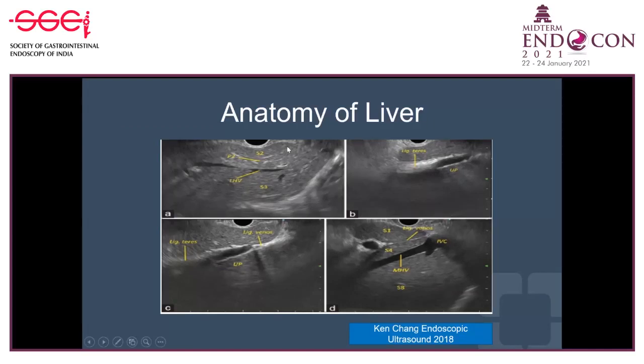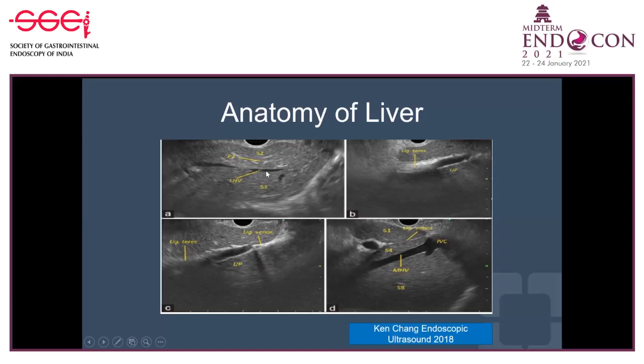So first of all, this is the image that is obtained when the probe enters across the GE junction. You turn counterclockwise, and as you look upward, you see the liver, and segment 2 is closer to the probe and segment 3 is away from the probe. And dividing these two segments is the left hepatic vein.